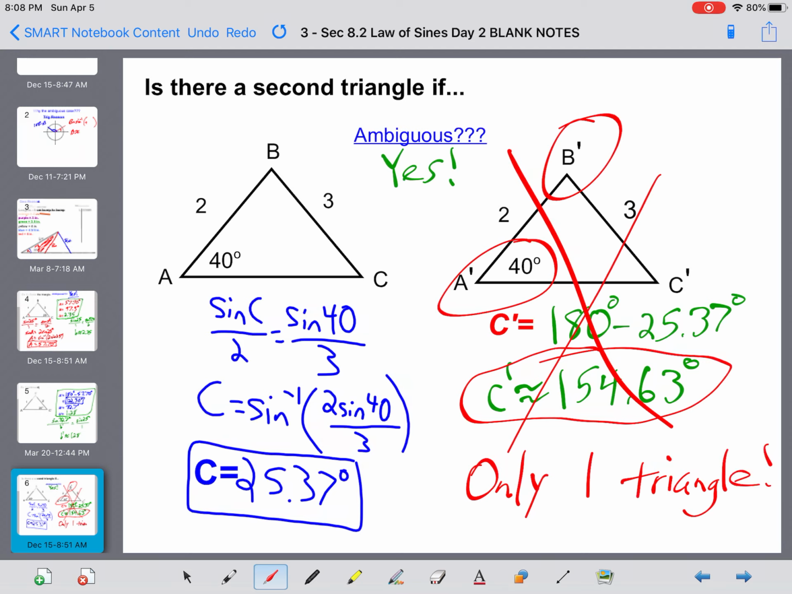All right. Again, these are called ambiguous because when the problem starts, we don't know what's going to happen. We don't know if there's going to be 0 triangles, 1 triangle, or 2. By the end of the problem, it's not ambiguous anymore. You know what's happened. There's either 1 that worked, 2 like the last one, or 0 if you see an error in your calculator like we saw last week. Okay, so that's pretty much it. Ambiguous at the start, not ambiguous when we're all said and done.